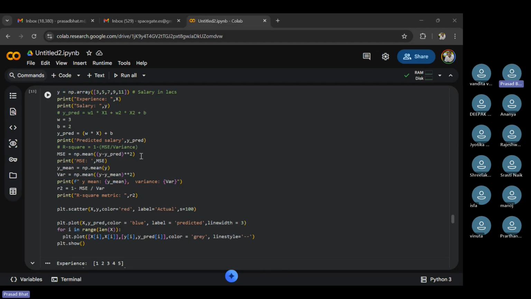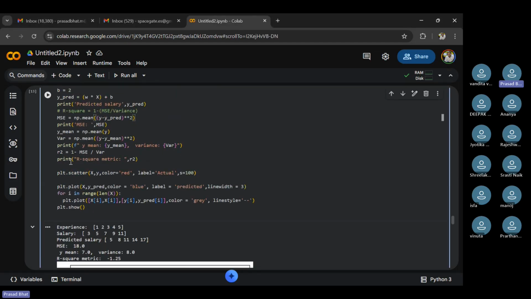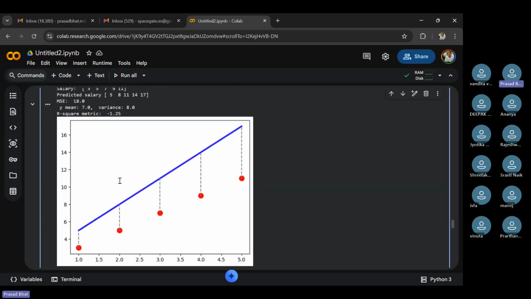Let me get back to the same code that we did. It is the same code that I typed yesterday. Now this was the output we got. If you look at the R square metric here in this example, it is minus 1.25. Earlier, when I was explaining the theoretical concept, I told you that the R square metric is supposed to vary from 0 to 1, where 1 makes the model perfect and 0 makes the model like it is doing nothing, useless, right? What is this minus 1.25?